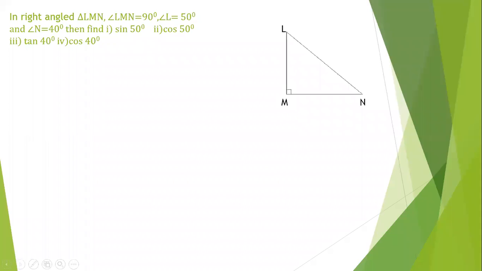So this is a triangle LMN, where angle M is 90 degree. So you can see here it is angle M and it is given as 90 degree. Side opposite to 90 degree is called hypotenuse, right? So first we will write here hypotenuse.